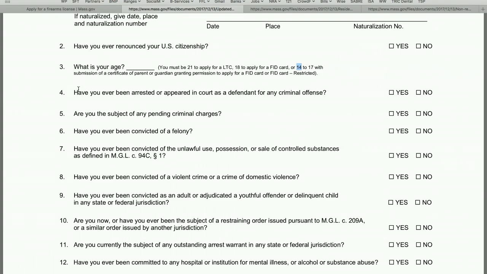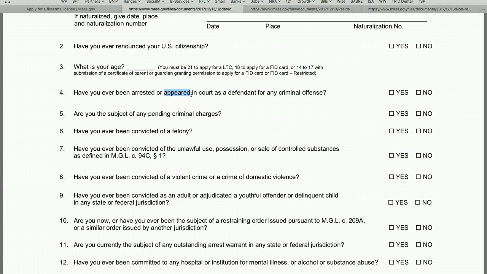Okay, question number 4 is a very important question, okay? It says, have you ever, key term is ever, okay? Have you ever been arrested or appeared in court as a defendant for any criminal offense, all right? So it's have you ever, meaning ever in your entire life. Have you been arrested, right? So if you ever got handcuffs put on you and you went to jail and you got booked, okay, you've been arrested. Or if you got summoned to court, okay? So appeared in court is what they call a summons, right?